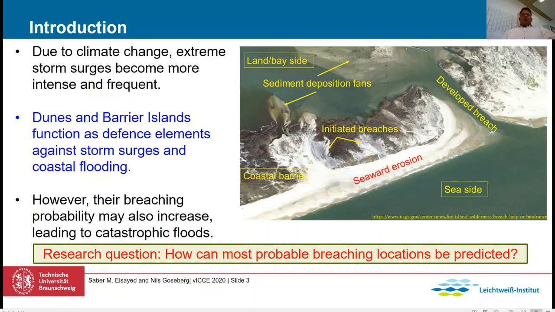As we know, due to climate change, extreme storm surges may become more intense and frequent. As a result, our dunes and barrier islands function as defense elements against such storm surges and coastal flooding. However, they can breach, and the probability of breaching may increase with climate change, as we see here in the photo. And the research question of this work: how can the most probable breaching location be predicted?